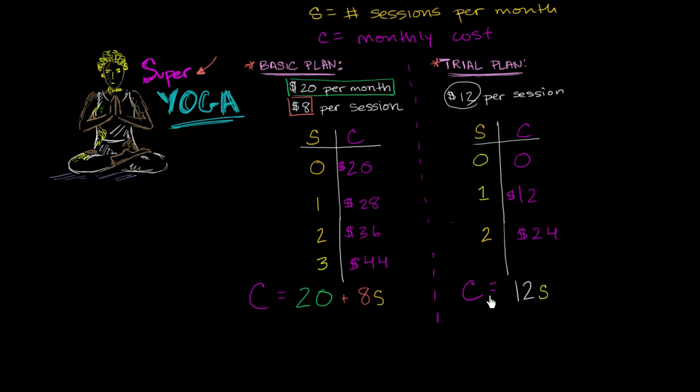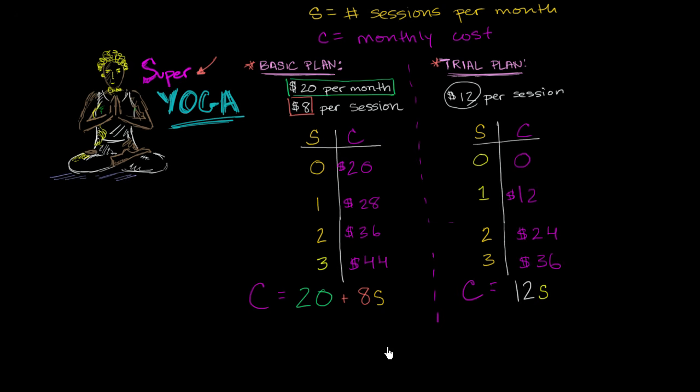Now let's do the same thing under the trial plan. How much is it going to cost us to attend 3 sessions? Well, this is slightly more straightforward. Our total cost is going to be equal to 12 times the number of sessions. The number of sessions in this circumstance is 3. So it's going to be 12 times 3. So our total cost is going to be equal to $36. So let me write that down. So it's going to be equal to $36.